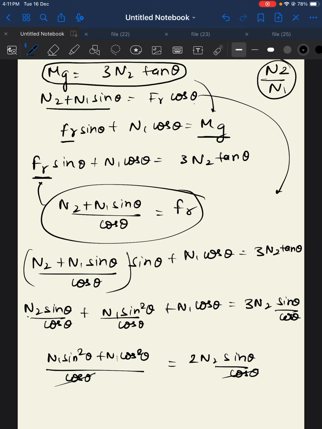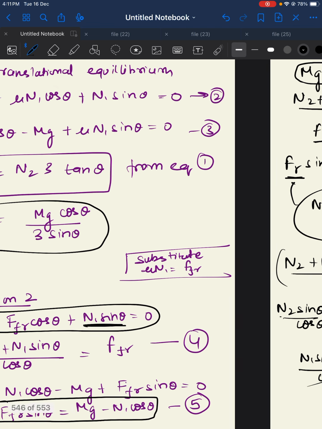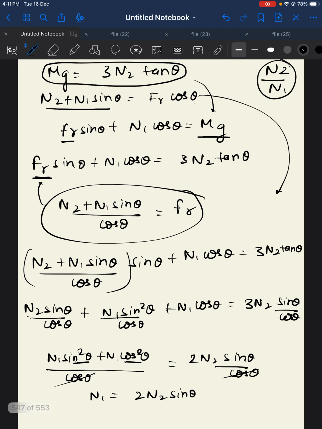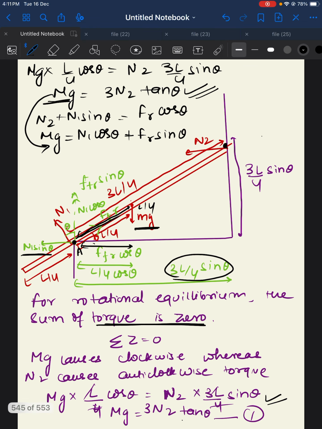We can cancel out the cos theta. We can take N1 common. Sine square theta plus cos square theta is 1. So it is N1 is equal to 2N2 sine theta. Now we have to find out the ratio of N2 by N1. So N2 by N1 is equal to 1 by 2 sine theta, which is our answer for the given question.